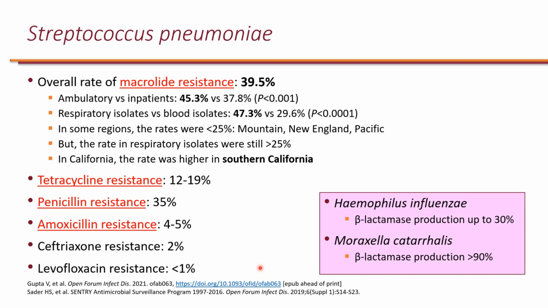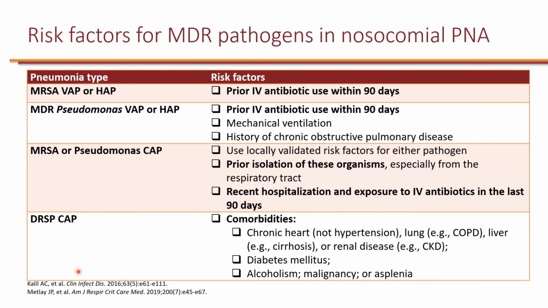Now, the other organisms, Haemophilus influenzae, as well as Moraxella catarrhalis, produce beta-lactamases. In fact, more than 90% of Moraxella make beta-lactamases, and up to 30% of H. flu produce beta-lactamases. Now, here is information from two different guidelines.